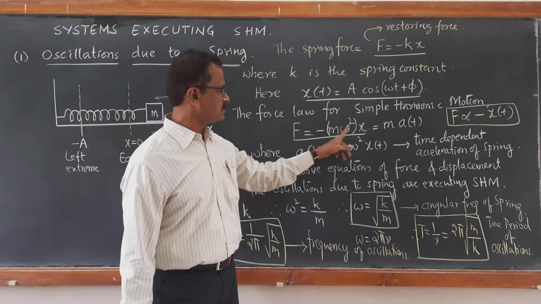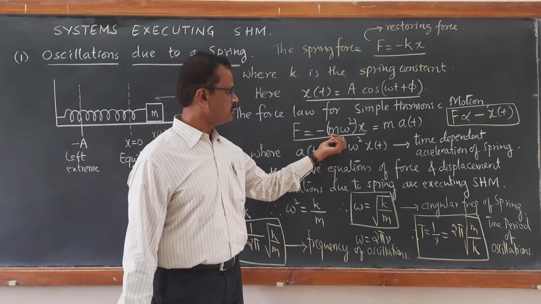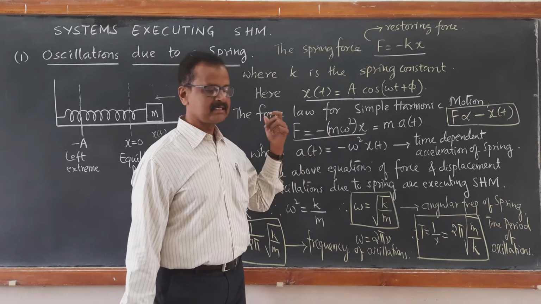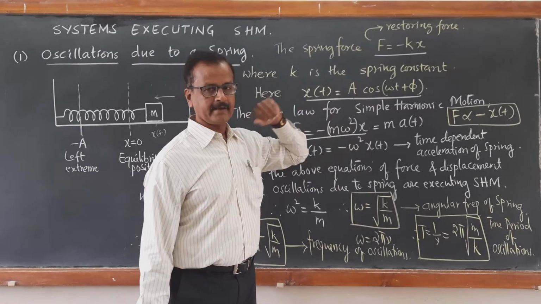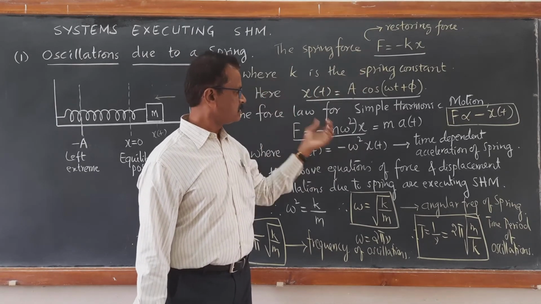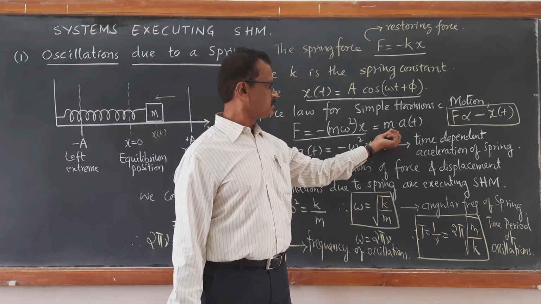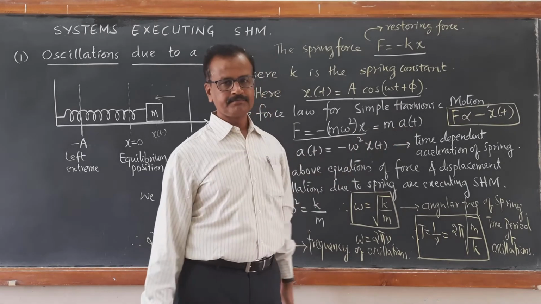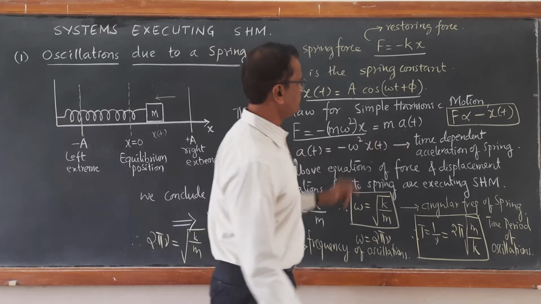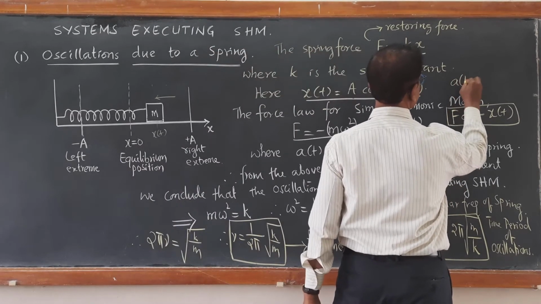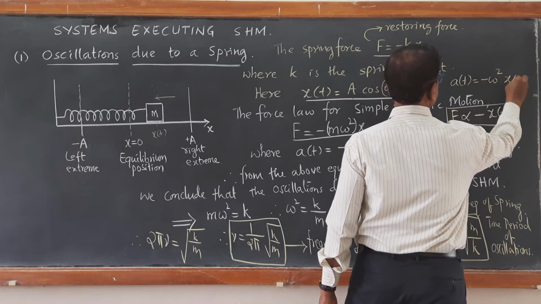So when force is directly proportional to negative of displacement, we can write F is equal to minus m omega square x, where m omega square becomes equal to k, where k is the spring constant. This we have got from the knowledge of acceleration. You see, F equals m a(t), because a is a function of time t. We have proved earlier that it is equal to minus omega square x(t).